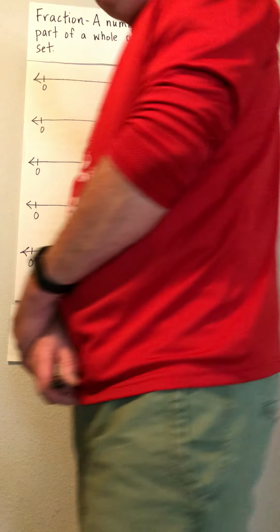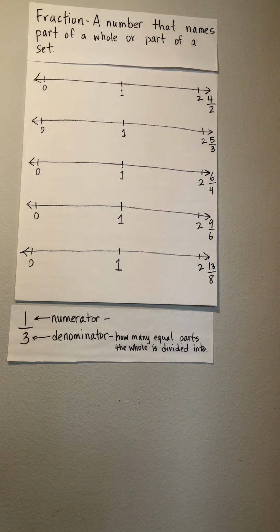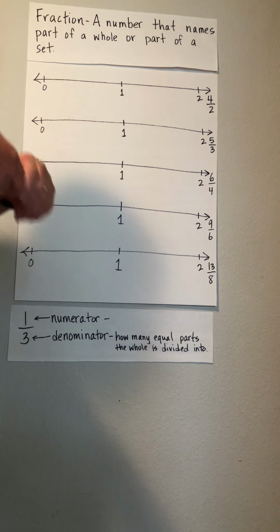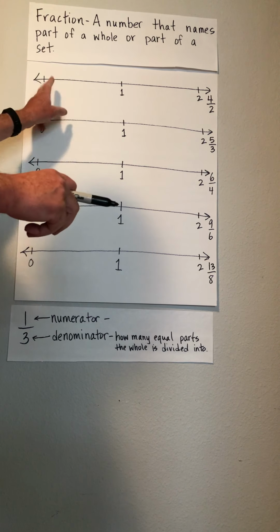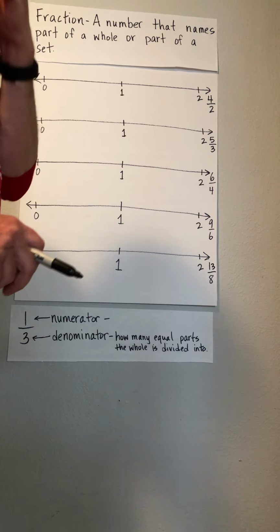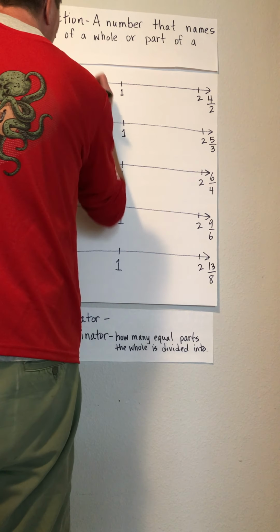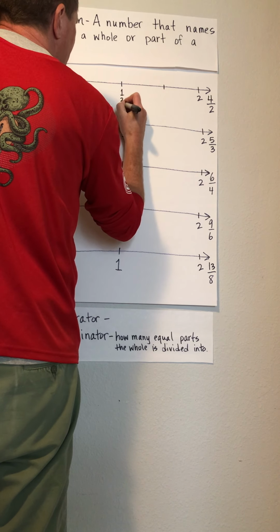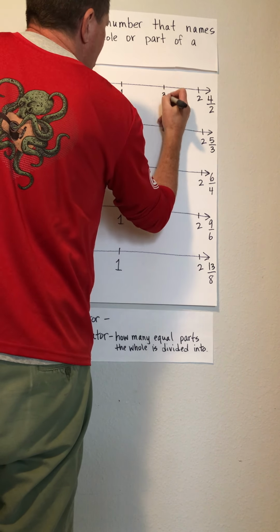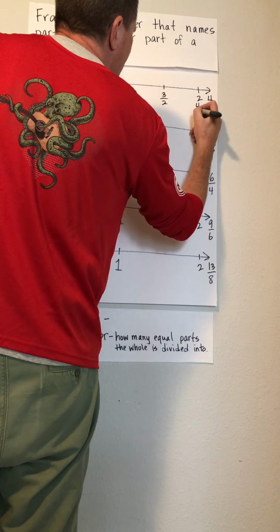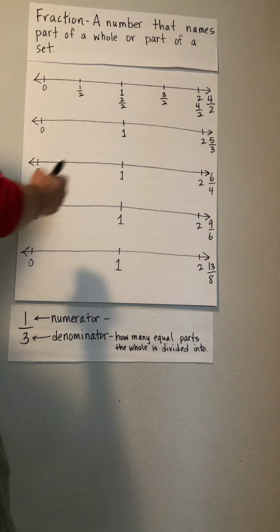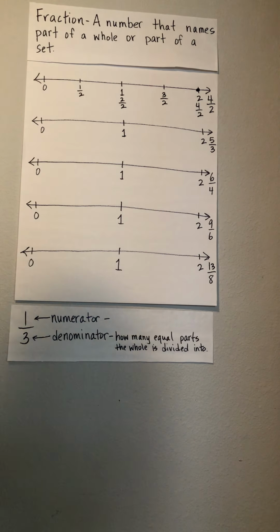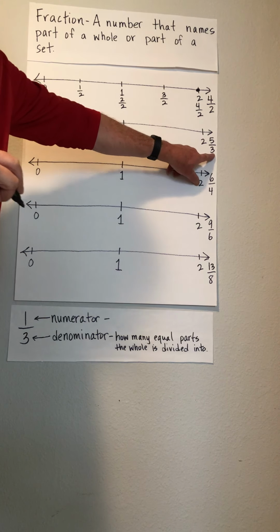Okay, I'm back. You should be done. Let's check your work. Halves. So I'm going to be dividing each point from 0 to 1 and 1 to 2 in half. So, this is 1/2. This is 2 halves. This is 3 halves. And this is 4 halves. So our point is right there.